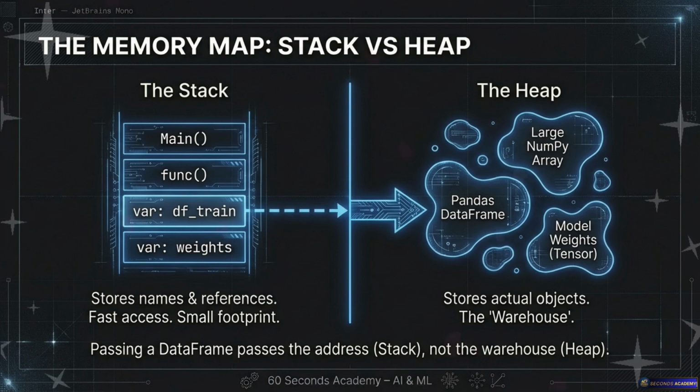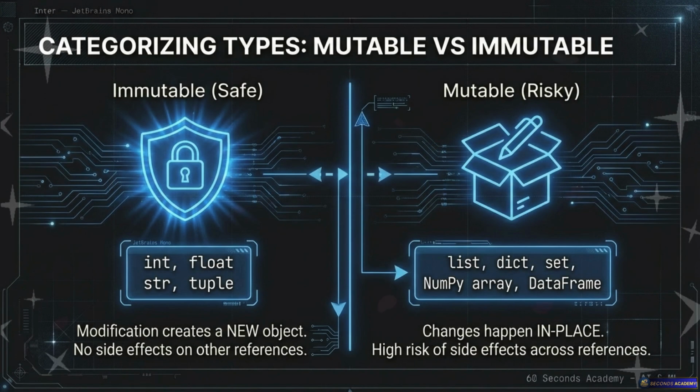So we have this shared warehouse, but surely not everything can be shredded, right? This brings us to a crucial distinction: mutable versus immutable types. This is the Team A versus Team B of Python data types. You have to know which team your data is on. If you don't, you will introduce bugs that are basically impossible to trace.